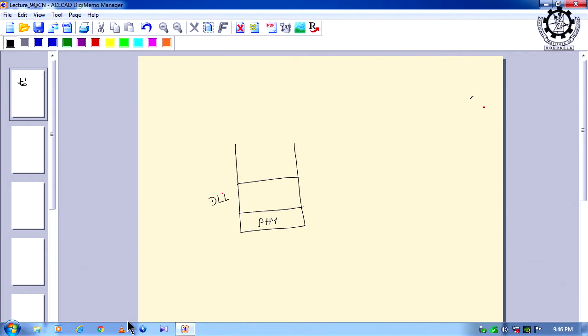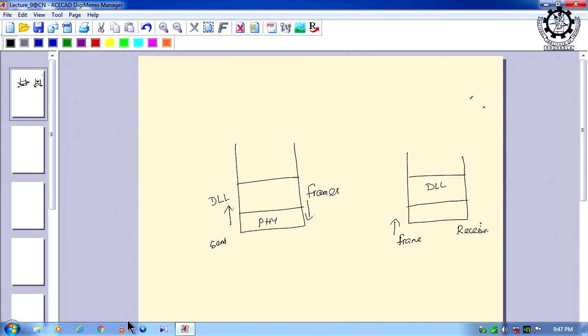Now, the DLL or the data link layer takes the services of the lower layer, that is the physical layer, and on the sender side it generates the frames and sends these frames to the lower layer. At the receiver side, the physical layer receives the frames and those frames are now transmitted to the DLL at the receiver side. This is at the receiver side.